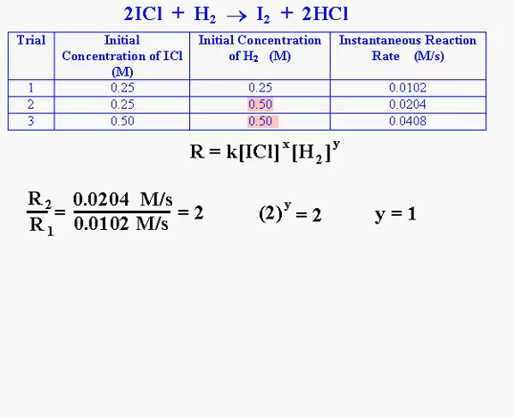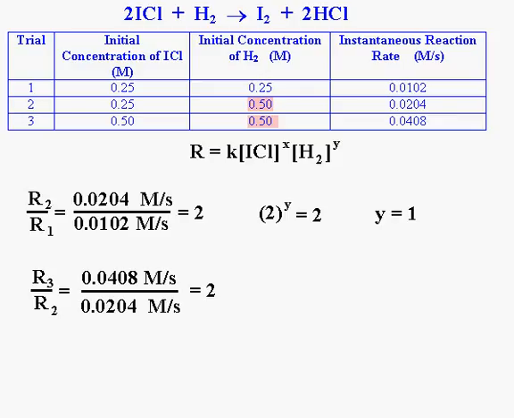All right, well, once again, we divide the second rate by the first rate. 0.0408 divided by 0.0204 is equal to 2. So between trials 2 and 3, the rate doubled again. Now remember what we do. We take our change in concentration, 2. We raise it to the power, X. And that has to equal the change in rate, 2. So what does X have to be? X has to be 1. All right, so now we know a lot more about the rate equation. We know that rate equals K times the concentration of ICl raised to the first power times the concentration of H2 raised to the first power.